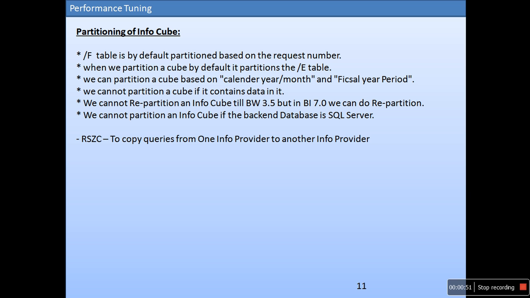But what partitions are you creating? It is actually creating them on the E table, not the F table. The F table is by default partitioned on request number. So the partitions you create are on the E table, not the F table. And we can partition only on calendar year month or fiscal year period. And we cannot partition if the backend database is SQL Server. There are issues in it.